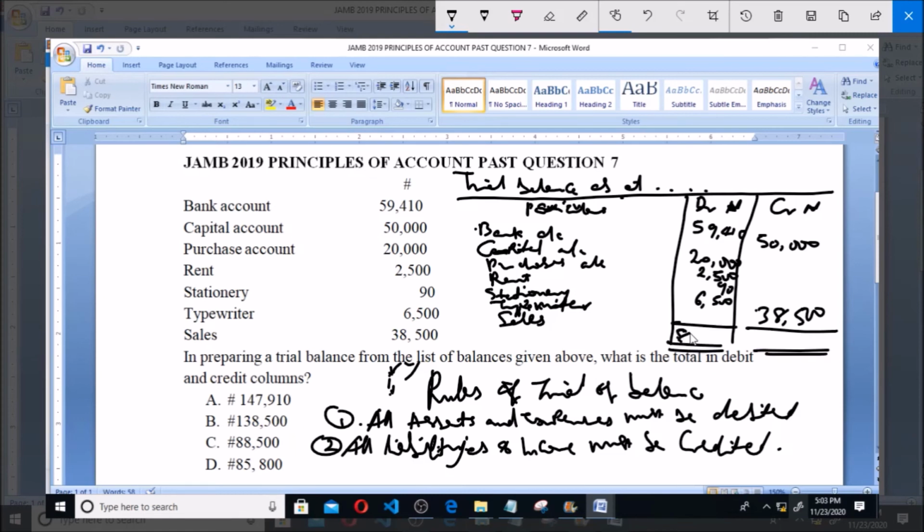88,500. 88,500. So option C is the right option. 88,500. Both sides of the trial balance must have the same figure to know that the trial balance is correct and is balanced well.